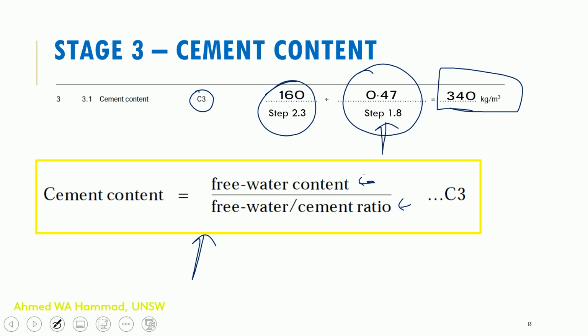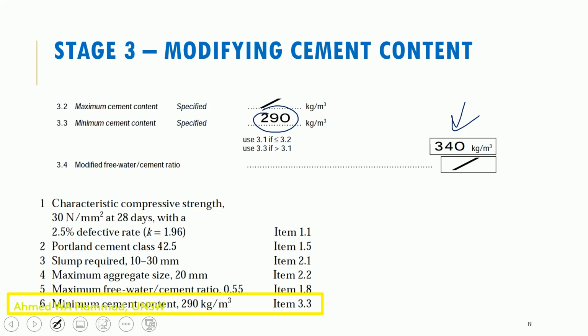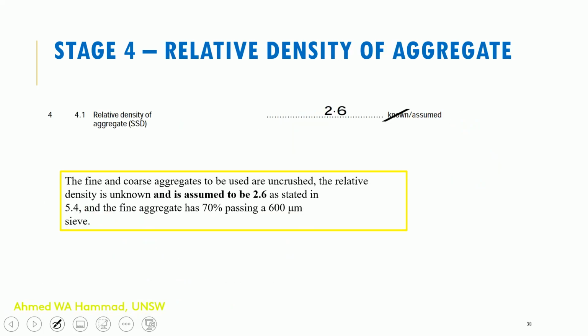So for step 1.8, we know that the free water to cement ratio is 0.47. So using equation C3, we got that the cement content was 340, and we determined over here that the 340 satisfies the minimum requirement. So the minimum is 290. We have 340. So given that it's 340, it's what we've obtained from step 3.1. That doesn't change our free water to cement ratio, and it remains at 0.47, which is what we have determined in step 1.8. So that was for stage 3.